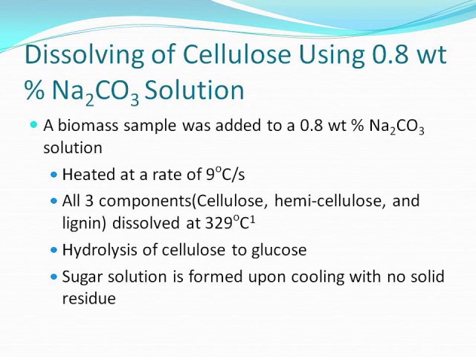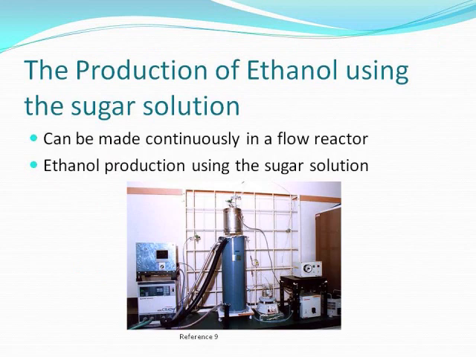When a biomass sample was added to a 0.8 weight percent sodium carbonate solution and heated at a rate of 9 degrees Celsius per second, all 3 components simultaneously dissolved at 329 degrees Celsius, and the hydrolysis of cellulose to glucose occurred. A sugar solution was formed upon cooling, and no solid residue was formed. Because no solid residue is formed, the sugar solution can be produced continuously in a flow reactor, and upon cooling, used in the production of ethanol.